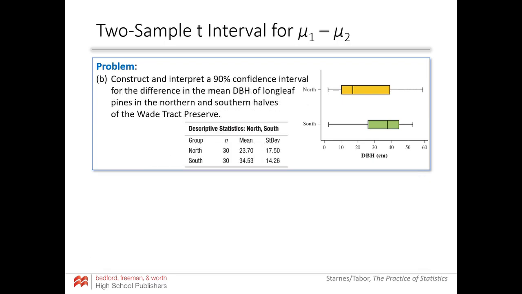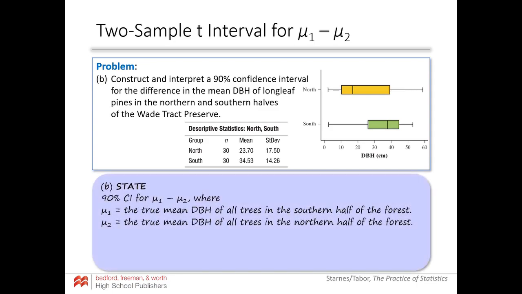Now we're going to go ahead and do a confidence interval to talk about the difference between the means. So we're going to construct a 90% confidence interval. So we still have our four pieces of a confidence interval: state, plan, do, conclude. So we're going to go ahead and do the state portion first. We're looking for a 90% confidence interval for mu1 minus mu2, where, and remember you define your parameters, mu1 is going to be the true mean DVH of all trees in the southern half of the forest, and mu2 is going to be in the northern half of the forest.